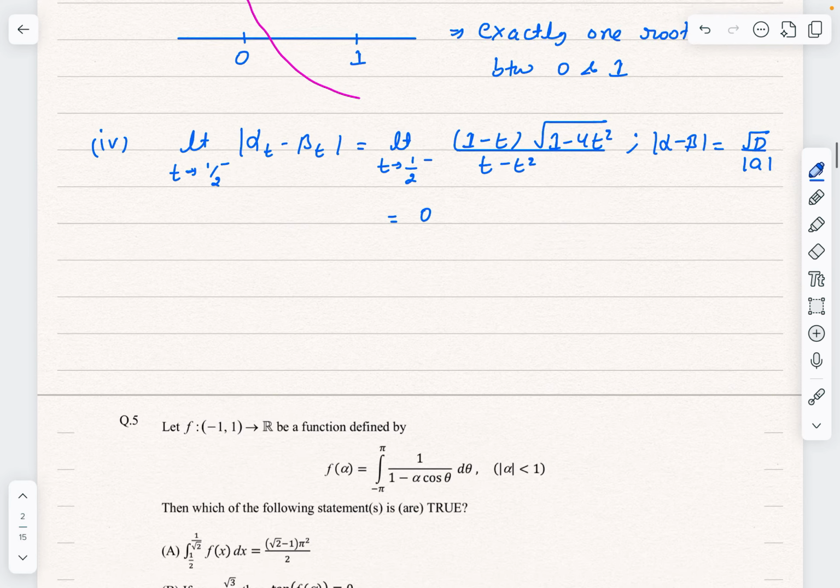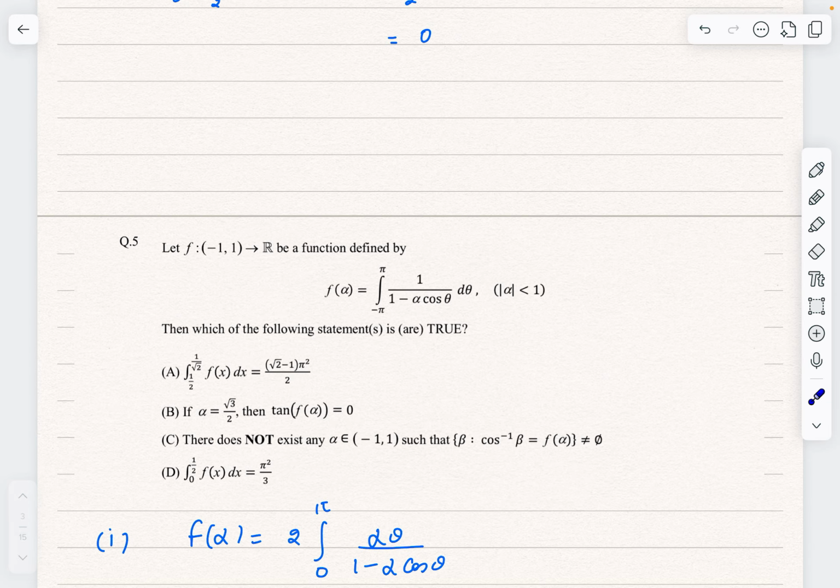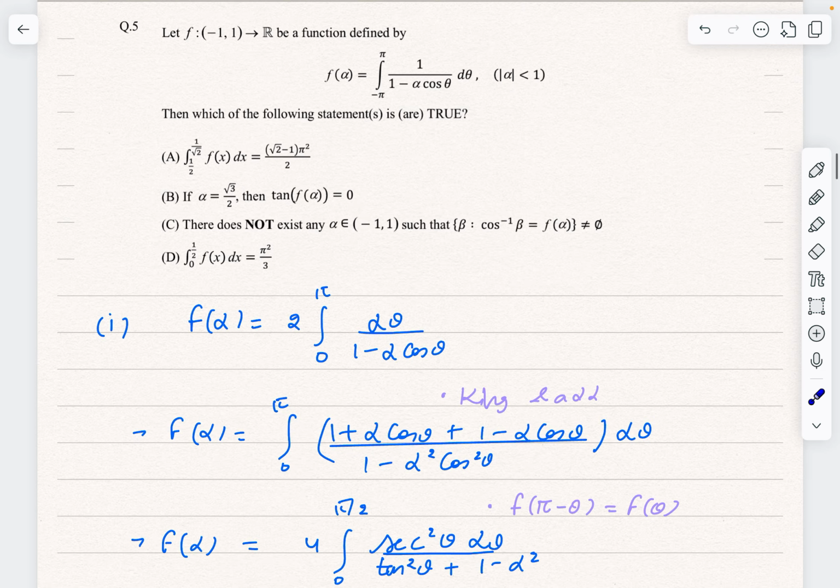Okay, next, we discuss this fifth problem. This is indefinite integration. We have f from (−1, 1) to all real numbers. f(α) is the integral from −π to π of 1/(1 − α cos θ) dθ, where α belongs to (−1, 1). First, let us just try to simplify this integral.